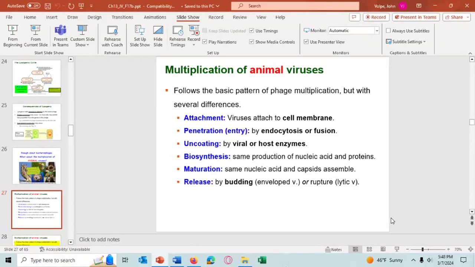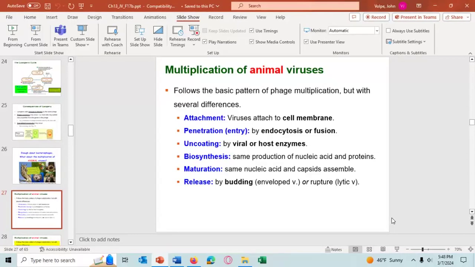So the penetration is a little different. We'll talk a little bit about that. Penetration by animal viruses happens by endocytosis or fusion. The uncoating is pretty much the same. Biosynthesis of the virus is also pretty much the same.